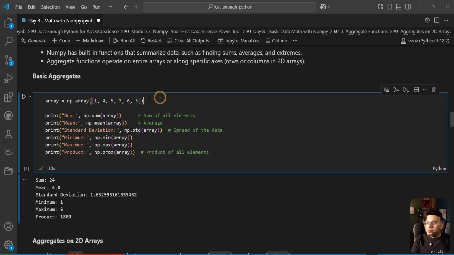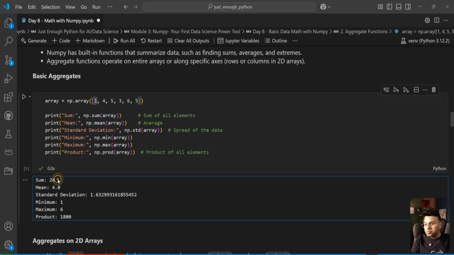So, we are first creating a one-dimensional array with values 1, 4, 5, 3, 6, and 5. And then we are saying np.sum. sum is a built-in function of NumPy, and we are passing the array within the brackets. So what it will do is a sum of all the elements in this array. So 1 plus 4, 5, 5 plus 5, 10, 10 plus 3 is 13, 13 plus 6 is 19, and 19 plus 5 is 24, which is what we are getting here.